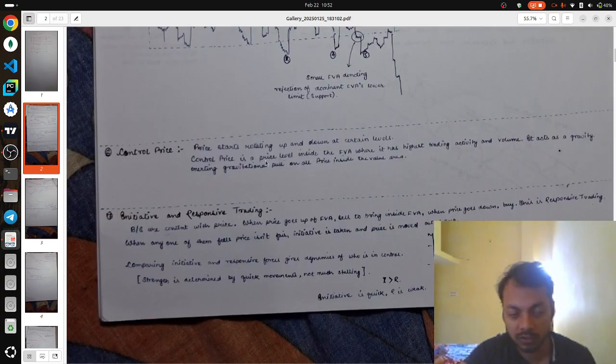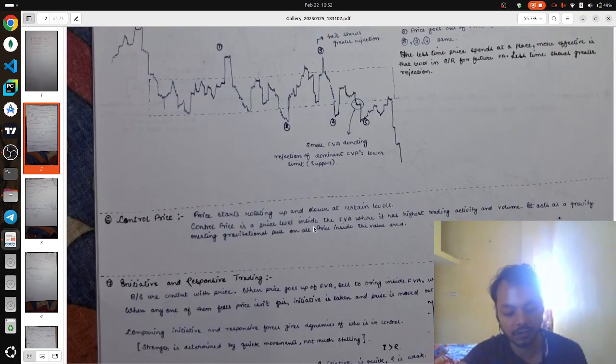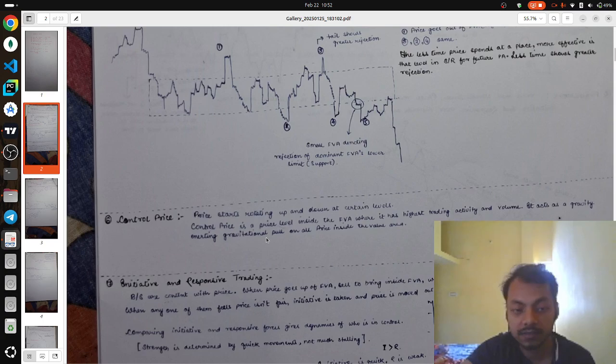After that, we learned about control price. Control price is a price inside the fair value area where the price of the instrument has spent most of the time trading. Inside the fair value zone also there is a price where the instrument has most traded.